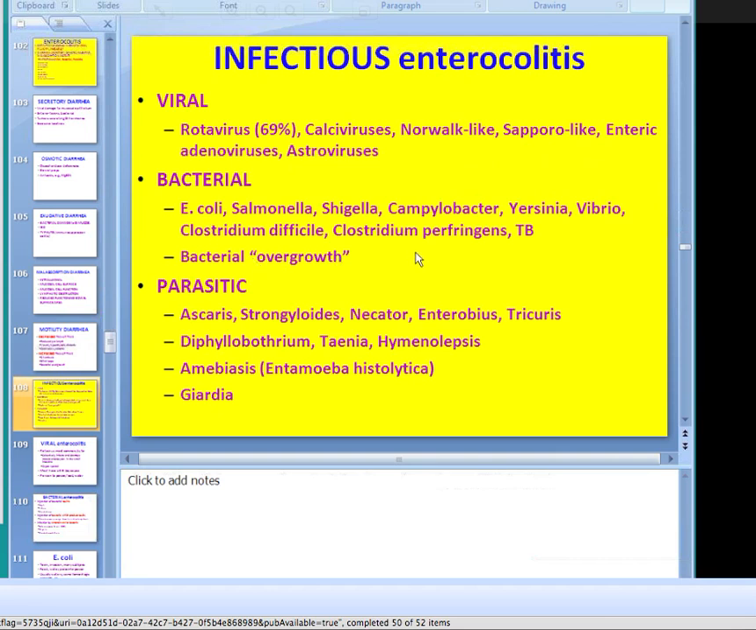The bacteria that are common in infecting your gut, E. coli, always at the top of the list, okay? Salmonella, Shigella go hand in hand. Very often, it's a differential diagnosis as the Salmonella or Shigella. Campylobacter, very common. Yersinia, common. Vibrio, okay, which is cholera, isn't it? Cholera is infection of the gut with Vibrio organisms.